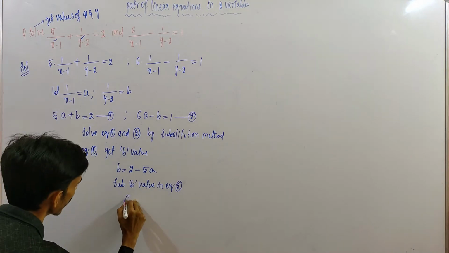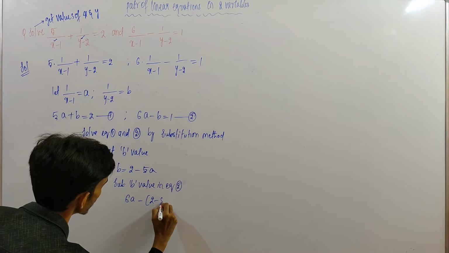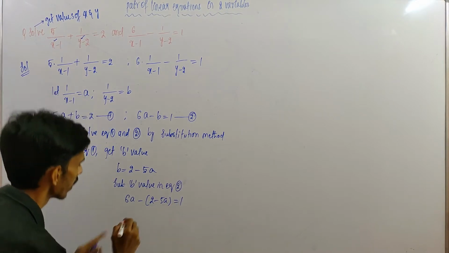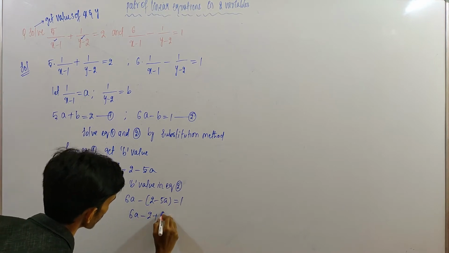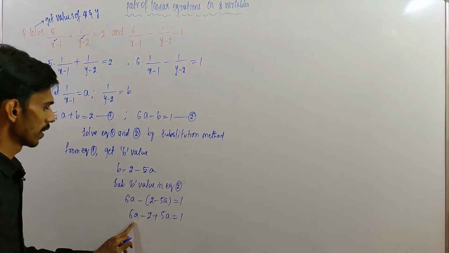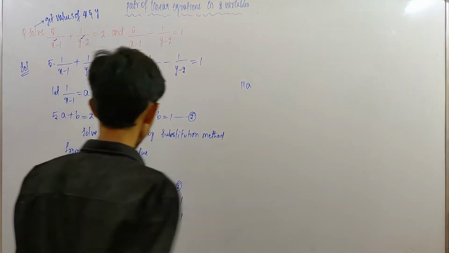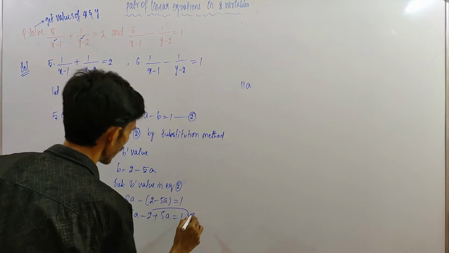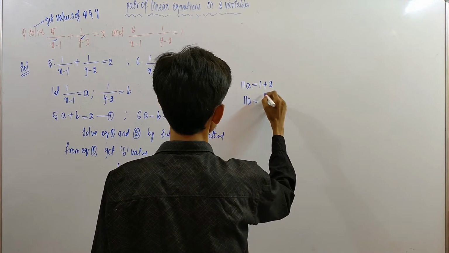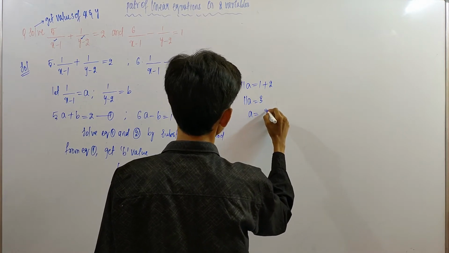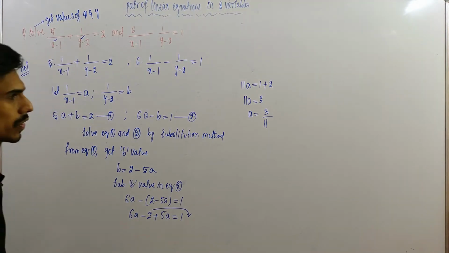We have 6a minus b, so the b value is 2 minus 5a, is equal to 1. Now we have 6a, multiply the minus sign: minus 2, minus into minus plus 5a is equal to 1. 6 plus 5 is 11a. Send this 2 to that side, it will become plus 2. So we have 1 plus 2. 11a is equal to 3. We have a is equal to 3 divided by 11. We got the a value as 3 by 11.